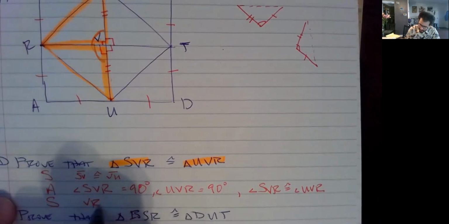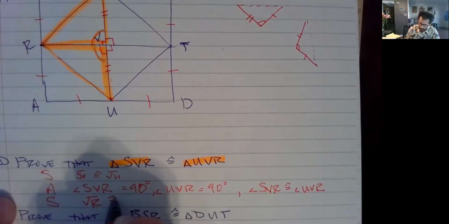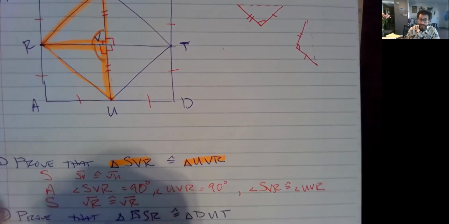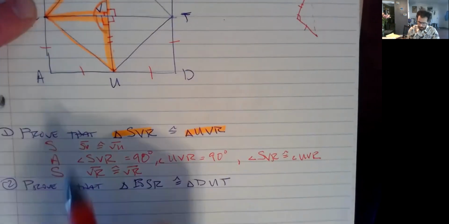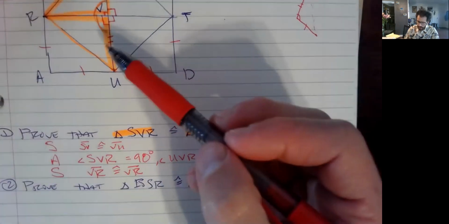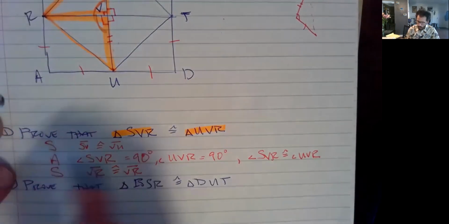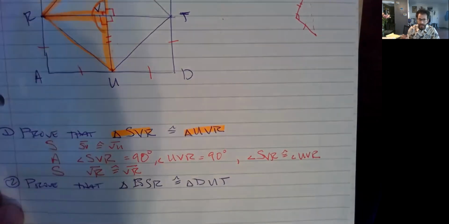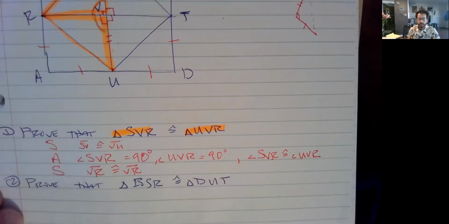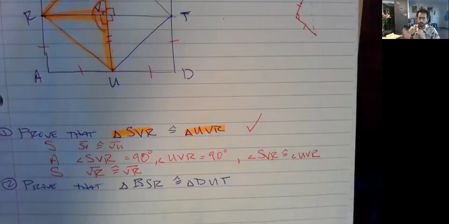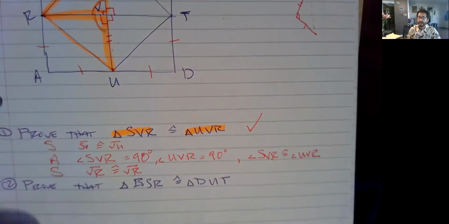Well, we can definitively say that VR is congruent to itself. It's itself, right? It's the reflexive property. And then, therefore, I now have side, angle, side. We can now say definitively that triangle SVR is congruent to triangle UVR. Woohoo! Okay, might have gotten a little lost.